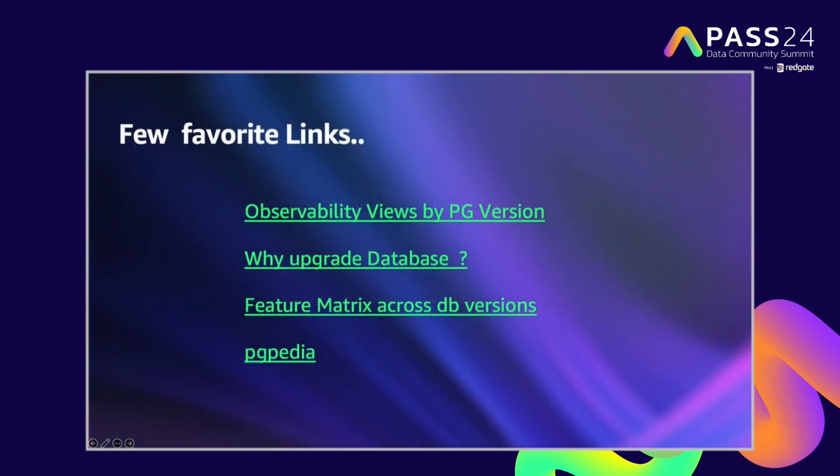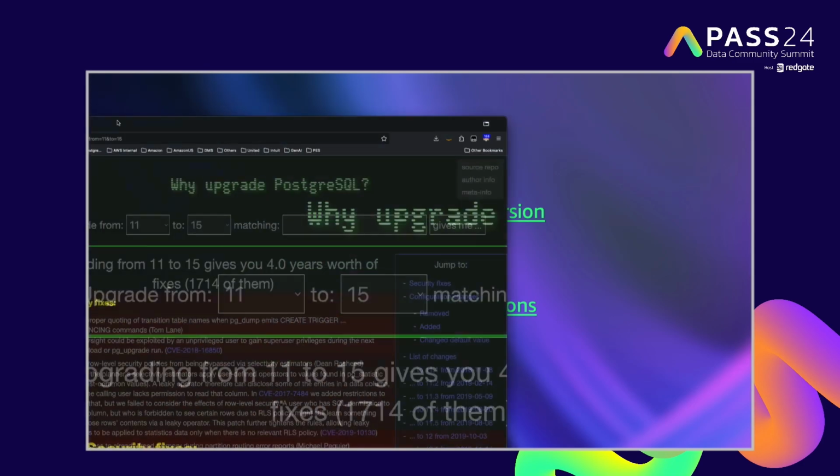These are some of my favorite links. I hope you know these links. Otherwise, when I share the presentation, PGpedia is like a Postgres Wikipedia, very, very useful. Feature matrix shows which feature was introduced in what version, and all of that information. Why upgrade database? If you want to upgrade from 9.6 to, let's say, 15, what are the things you need to look for? All that information is there.